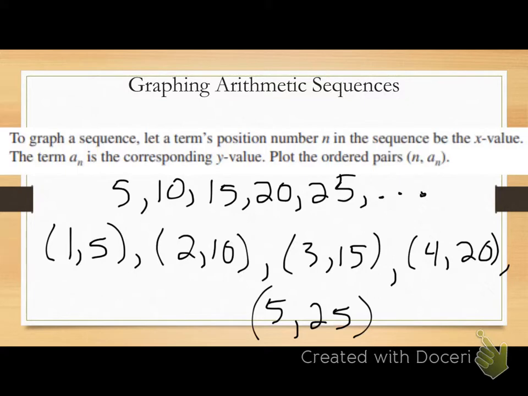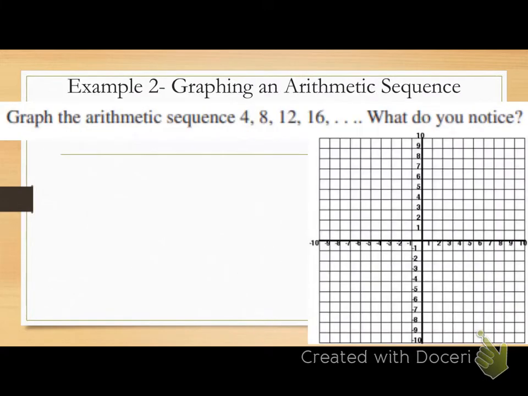Is everyone seeing how we're getting our ordered pairs? The x value is the term number. The y value is the actual term itself. Everyone good with that? So, if I was given a graph, I could just plot those ordered pairs. Okay? So let's look at an example.